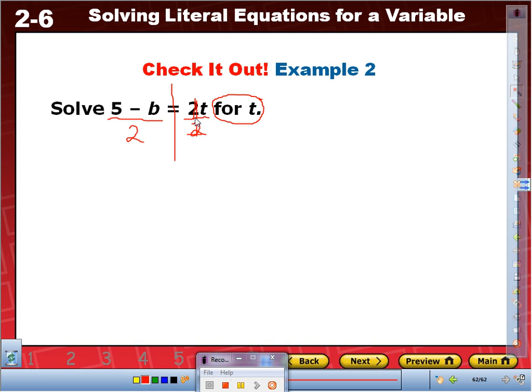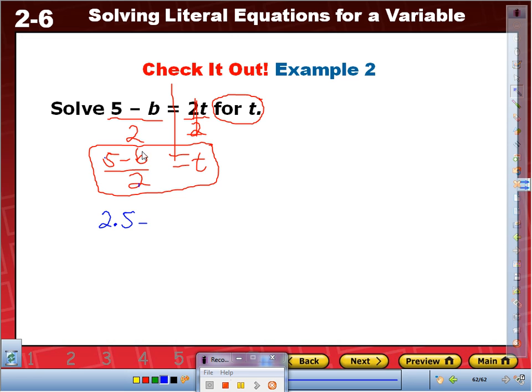Since we're solving for t, that means we need to leave t by itself. We need to get rid of everything else. So over here we're left with 5 minus b over 2 equals t, and we're done. Now, some of you might have gone one step further. What is 5 divided by 2? 2.5 minus, we're left with b over 2 equals t. Either one of these is correct.